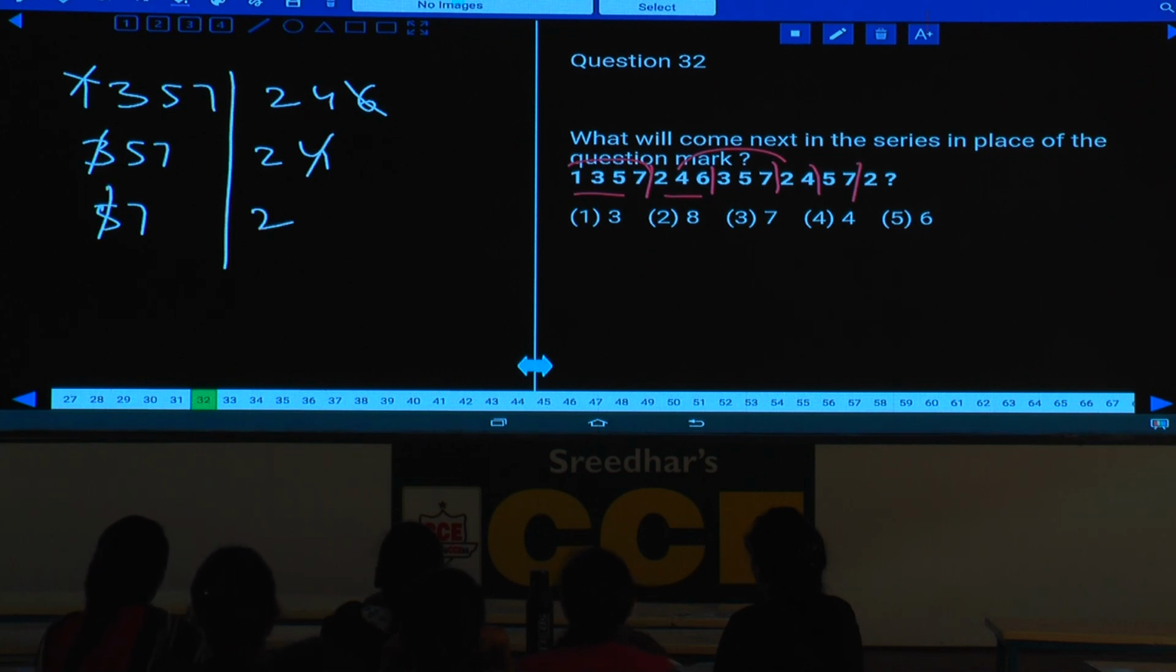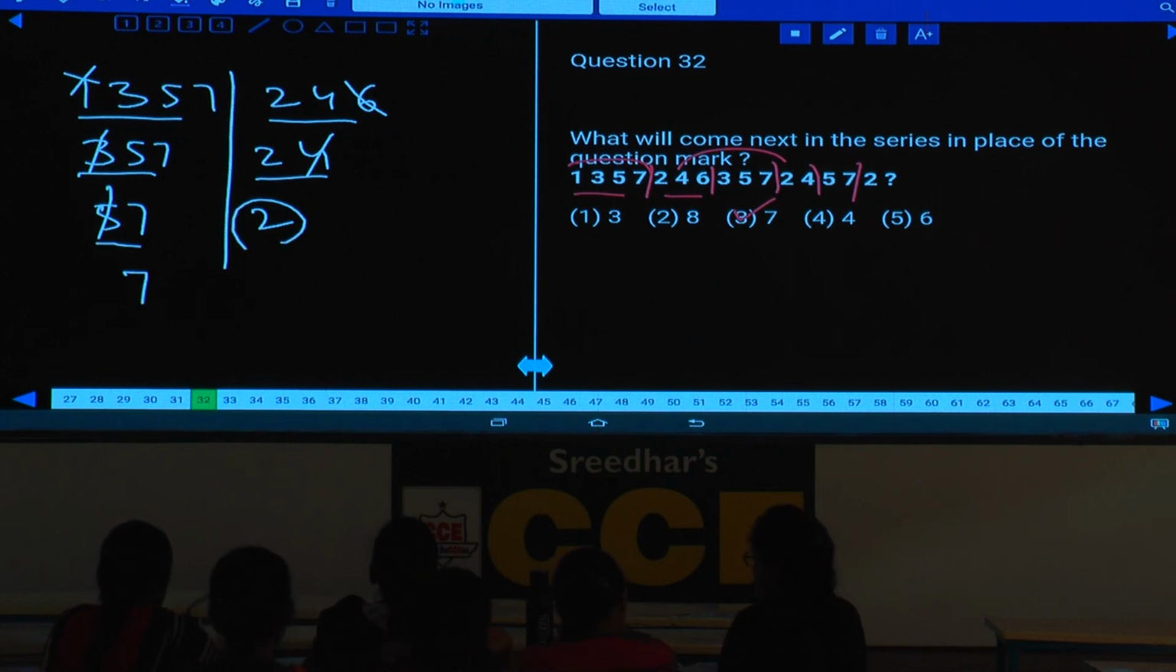Again from the left hand side, 5 should be deleted and finally we are left with only 7. Clear now? 1, 3, 5, 7, 2, 4, 6. Next one 3, 5, 7, 2, 4. Then 5, 7, 2, and finally 7 is the number. Done with this? Now this is about question number 32, choice 3.